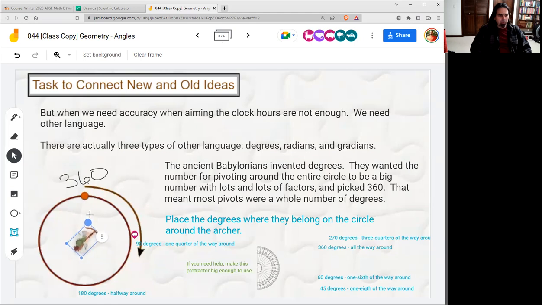Okay, what if I started back at the beginning and only went 1/8 of the way around? So now I'm aiming right there. I'm going halfway to 90. So what's half of 90? Help you get it there.